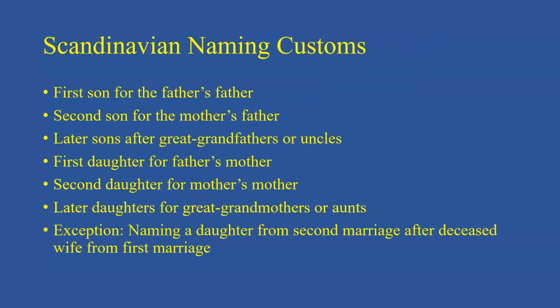The Scandinavian customs: first son named for the father's father, second son for the mother's father, later sons after great-grandfathers or uncles, first daughter for the father's mother, second daughter for the mother's mother, later daughters for great-grandmothers or aunts. The second, naming a daughter from the second marriage after the deceased wife from the first marriage, which is kind of interesting. If a man marries a second time, his first wife dies, it's very common for the first wife to be named in the second marriage.